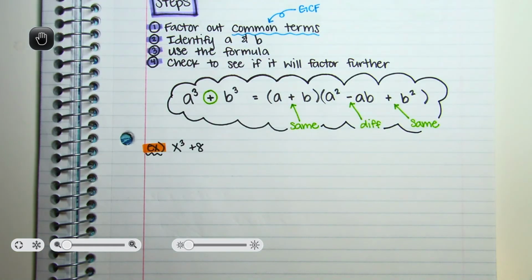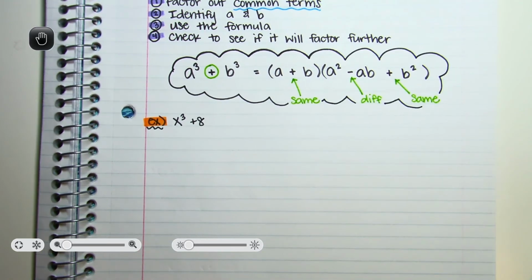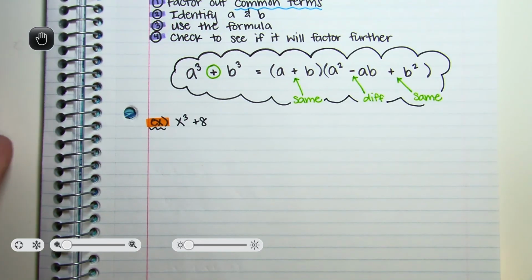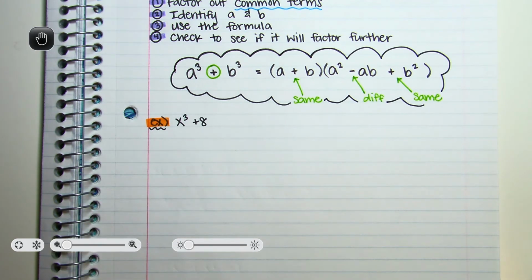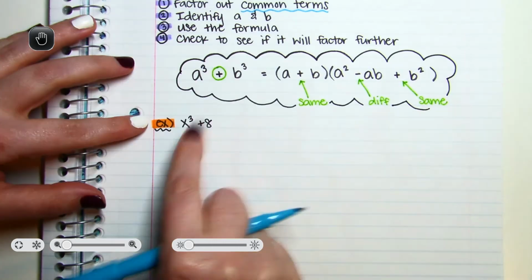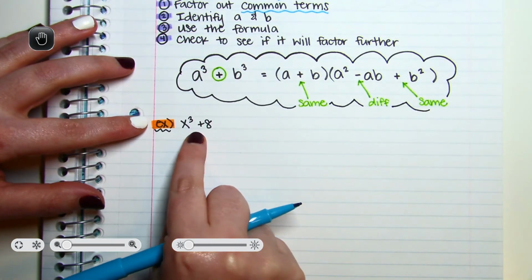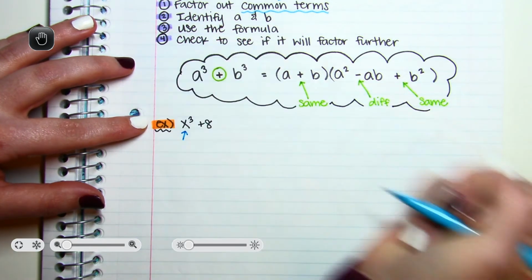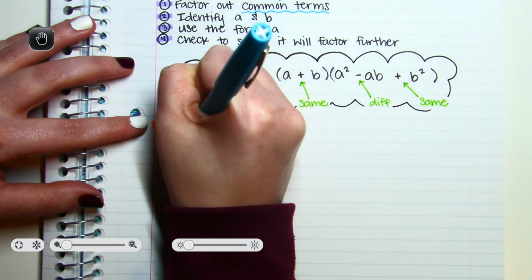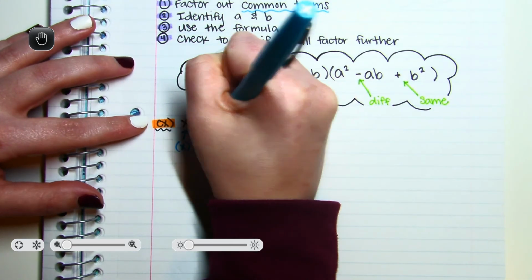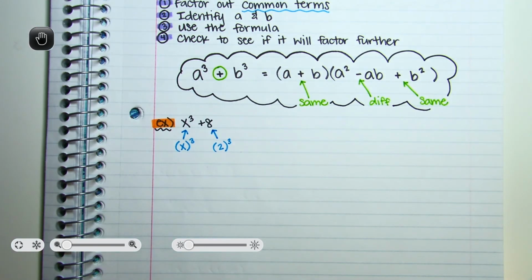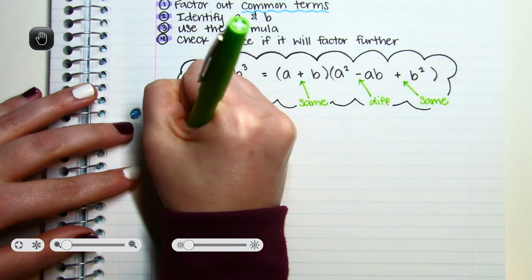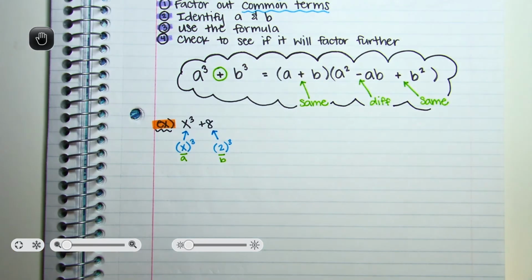So the first one we're going to look at is x cubed plus 8. First and foremost, is there a GCF? Good, you should have said no, because there's no like terms. So let's identify our A and B values. This is a cubed term plus a cubed term. So x cubed is x to the power of 3, and 8 is 2 to the power of 3, because 2 times 2 times 2 is 8, which means this is the A value, this is the B value.